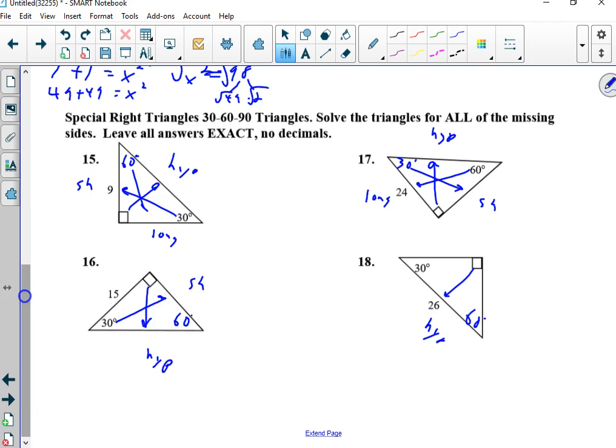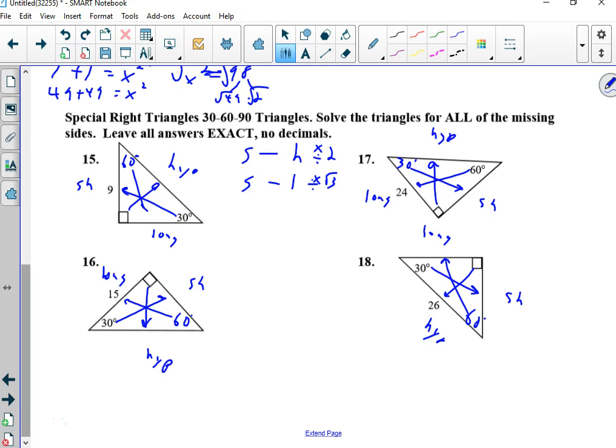30 over here is my short side. 60, that 15 is my long. Obviously, the hypotenuse is the long, yes, but we're talking about short and long leg. 30, this side is opposite, so that's my short leg. 60, opposite is my long leg. Now that everything is labeled, now I remember, try to keep it straight. Short and hypotenuse is multiply and divide by 2. And short and long is multiply, divide by radical 3.